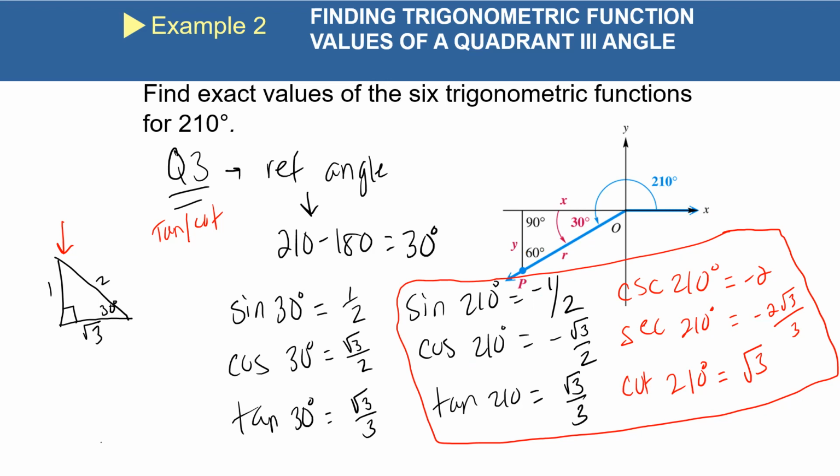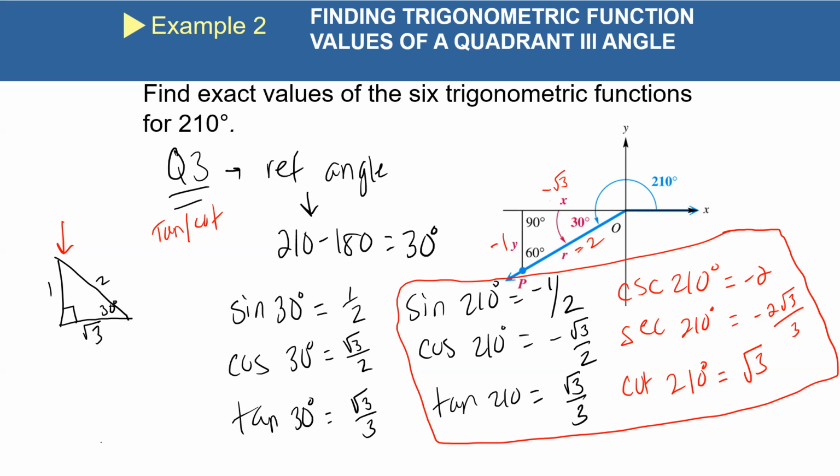If you draw it on here, it also helps you remember that it's going to be a negative square root of 3. It's going to be a negative 1. And then that's why, and radius is always positive. How we feel?